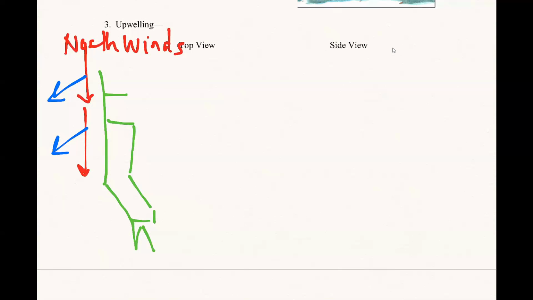So we have our north winds, and then we have this Ekman transport. Okay, so I'm just going to draw an arrow here. That's my Ekman transport.